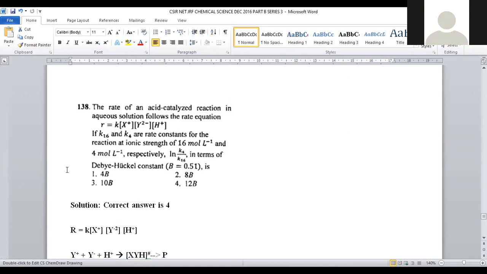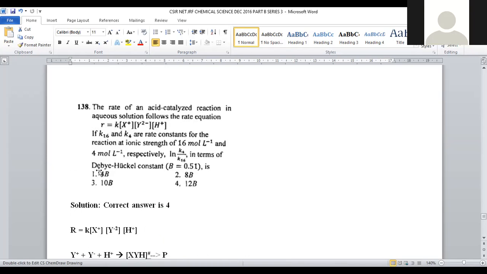Let us move on to question number 138. The rate of an acid catalyzed reaction in aqueous solution follows the rate equation R is equal to K into X to the power positive, Y to the power minus 2, H positive. If K16 and K4 are rate constants for ionic strengths of 16 mole per liter and 4 mole per liter respectively, ln K4 by K16 in terms of the Debye constant B equal to 0.51 is? We have to predict the ratio ln K4 by K16.